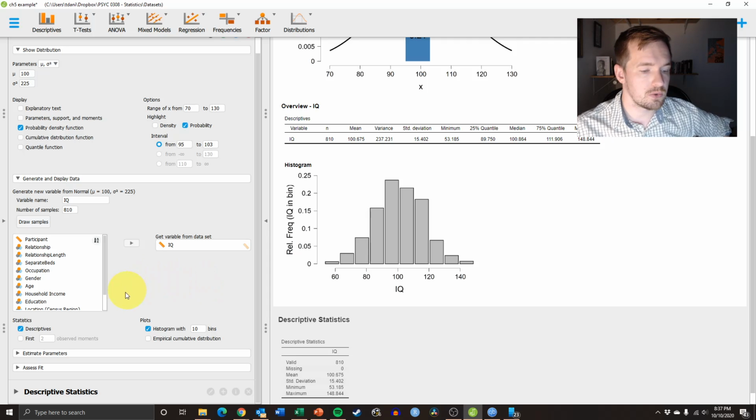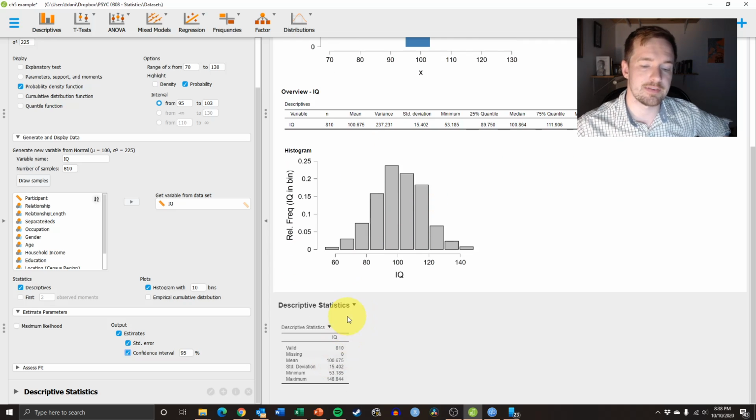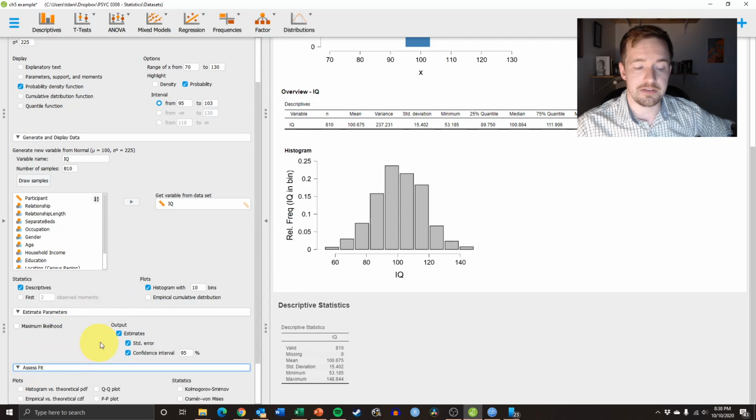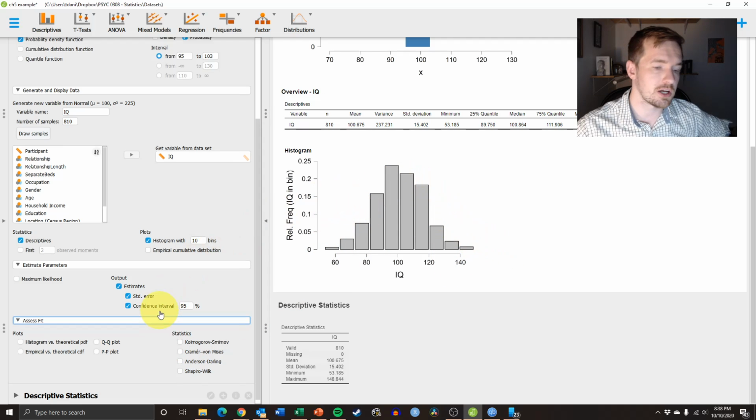Okay, so other things you can do if you want to, you can try to estimate things like standard error or the confidence interval for these things. You can see that it's already given me this descriptive for the simulated data. So I have all that stuff there. I didn't even have to go to descriptive stats to do that. And you can assess the fit of it in case you are interested in doing that, whether or not this fits a genuinely normal distribution or not.